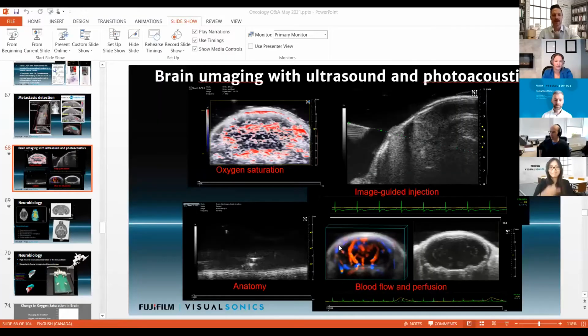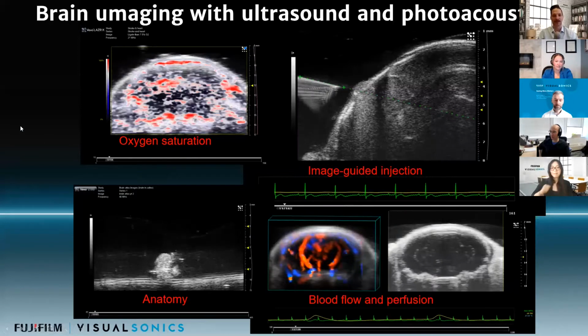Can I just show one more thing? If people haven't seen some of these images of the brain specifically, and again, I think this is one of those, the term I've been using is underpublished applications using ultrasound and photoacoustics to look at this.